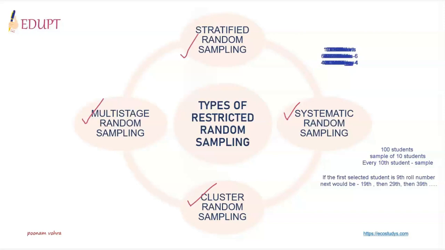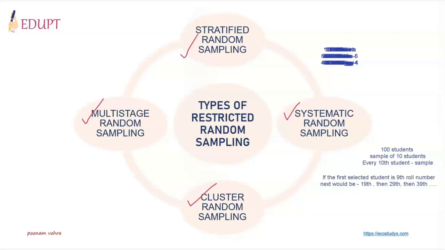This method is considered to be very simple and convenient to use as compared to stratified sampling. So there is no possibility of personal bias here. It is less time consuming and provides satisfactory conclusions.